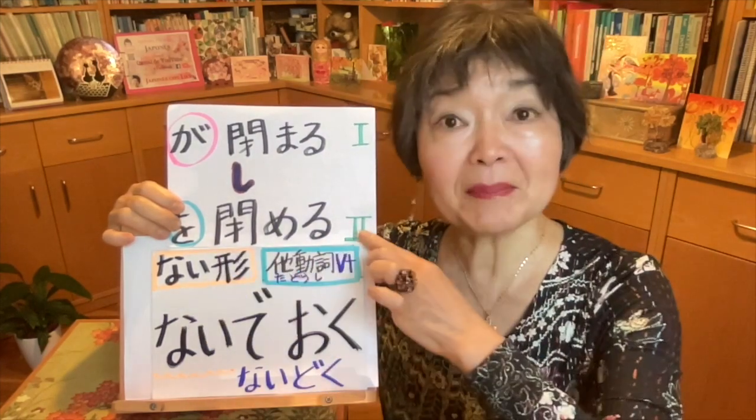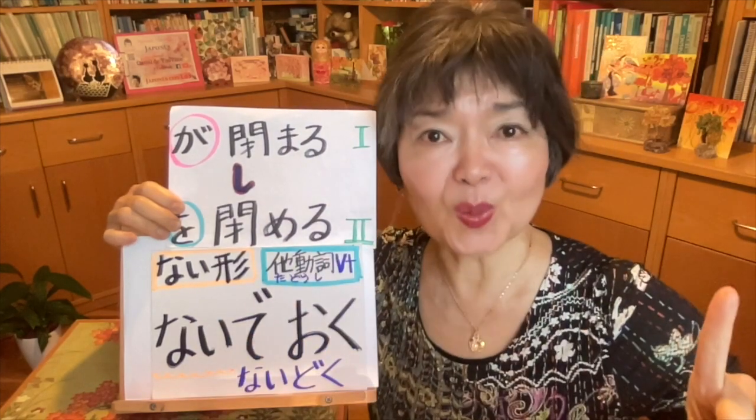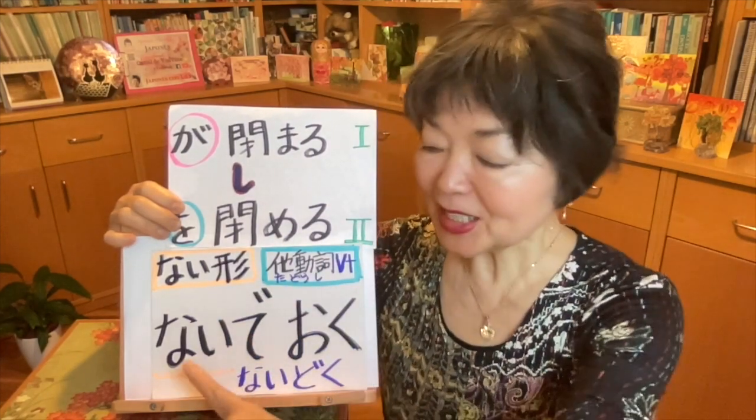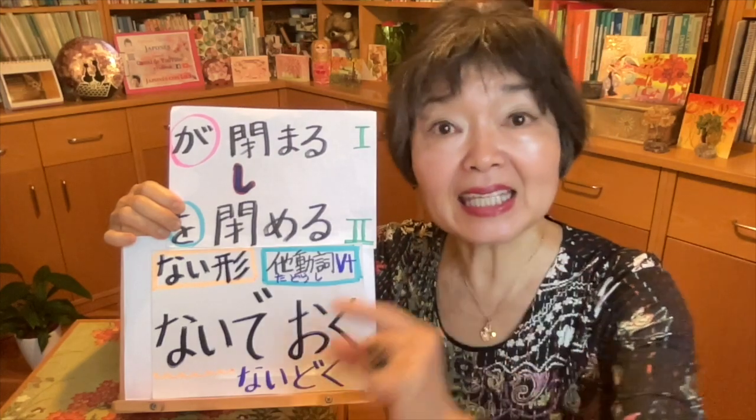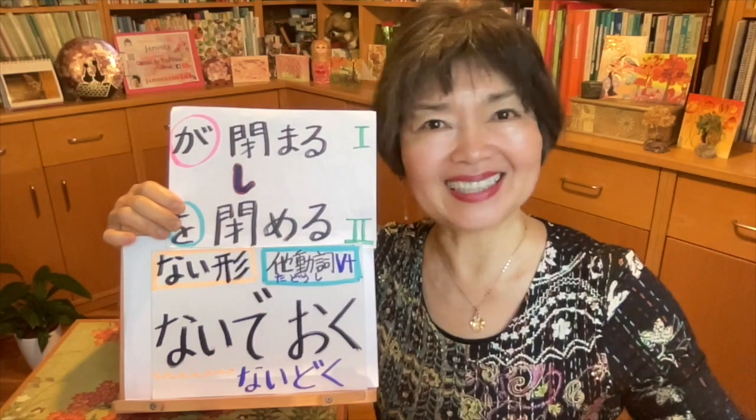Well, 閉めます means to close. 閉めない, don't close, not closing. 閉めないでおく, I keep this state of not closing.